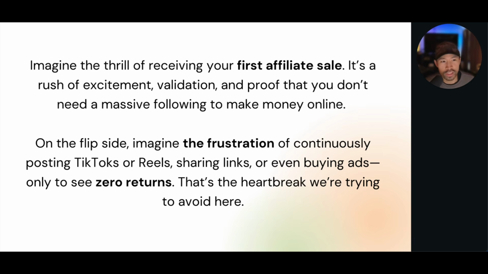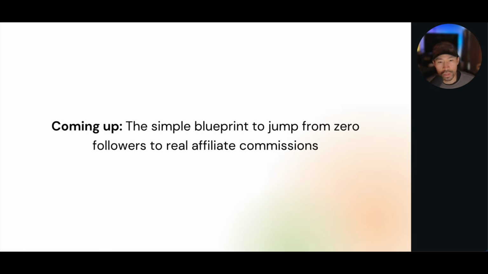Imagine the thrill of receiving your first affiliate sale. It's a rush of excitement, validation, and proof that you don't need a massive following to make money online. On the flip side, imagine the frustration of continuously posting TikToks or Reels, sharing links, or even buying ads, only to see 0 returns. That's the heartbreak we're trying to avoid here. So coming up, the simple blueprint to jump from 0 followers to real affiliate commissions.